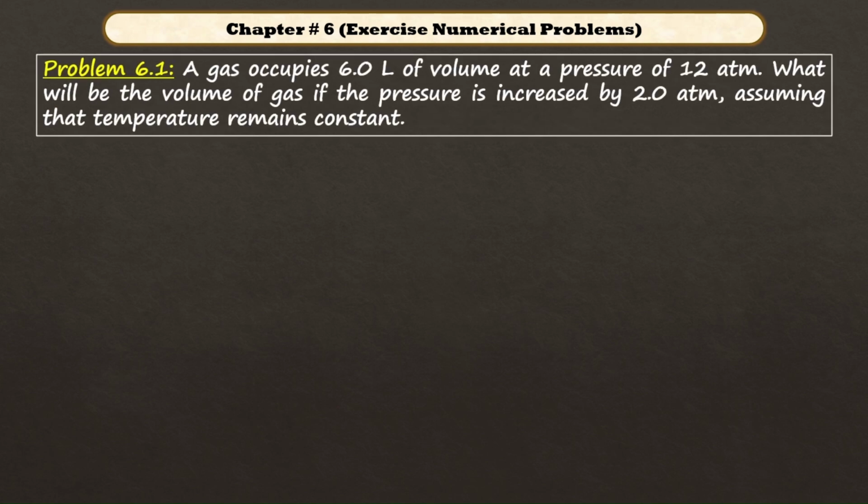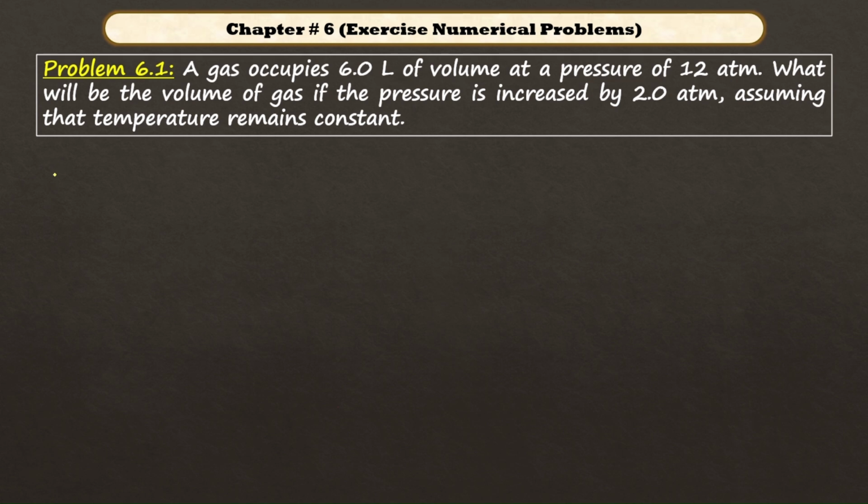Numerical number 6.1. A gas occupies 6 liter of volume at a pressure of 12 atm. What will be the volume of the gas if the pressure is increased by 2 atm? Assuming that the temperature remains constant.